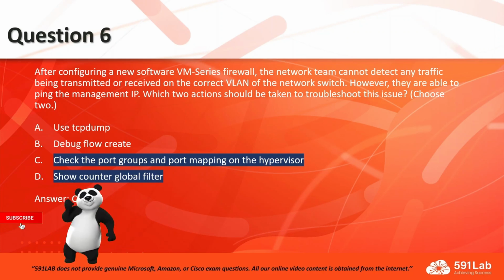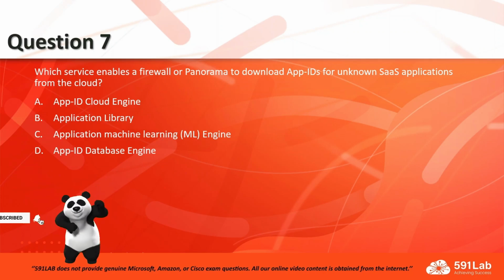Let's go to question number 7. The question is as follows. Which service enables a firewall or Panorama to download App-IDs for unknown SaaS applications from the cloud? The options are A. App-ID Cloud Engine, or B. Application Library, or C. Application Machine Learning Engine, or D. App-ID Database Engine.